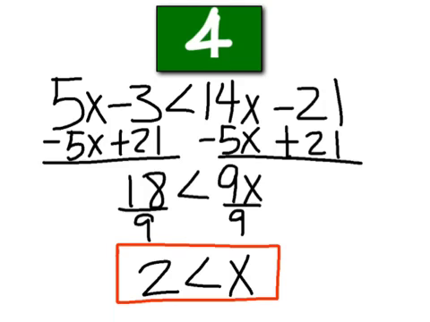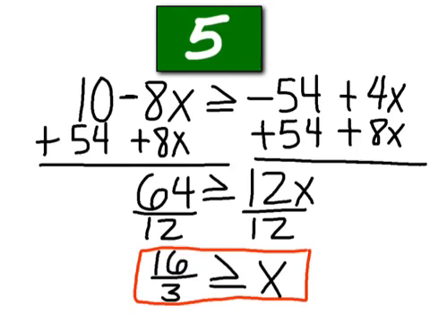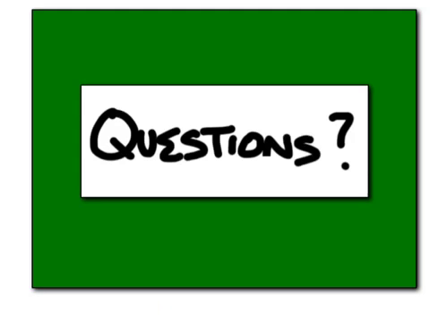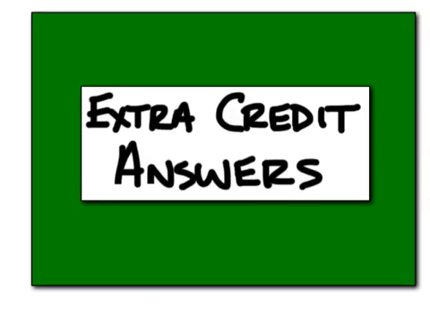Okay, number 4 should be 2 is less than x. Number 5 should be 16/3 is greater than or equal to x. Number 6 should be 8 is less than x. Alright, any questions on the homework?